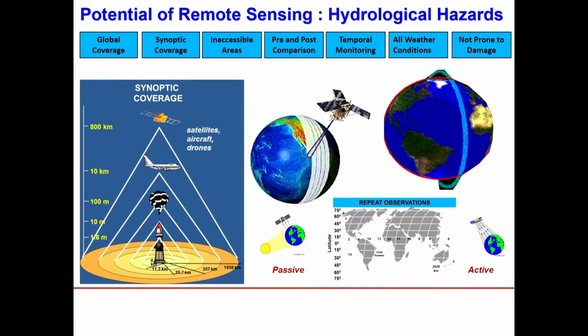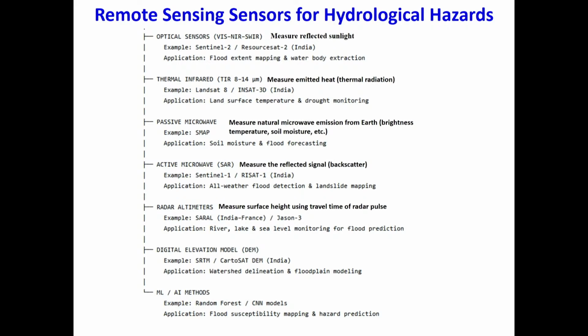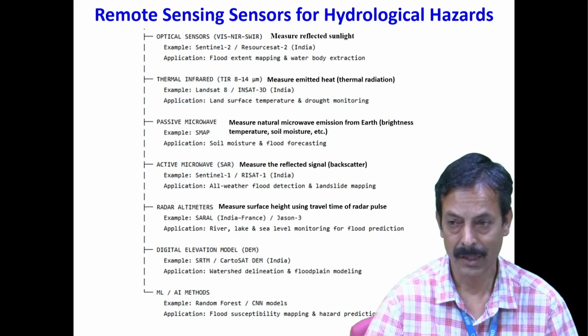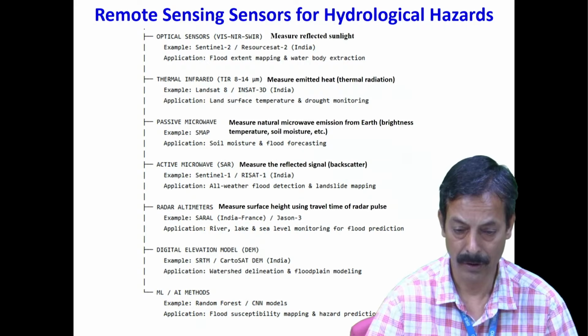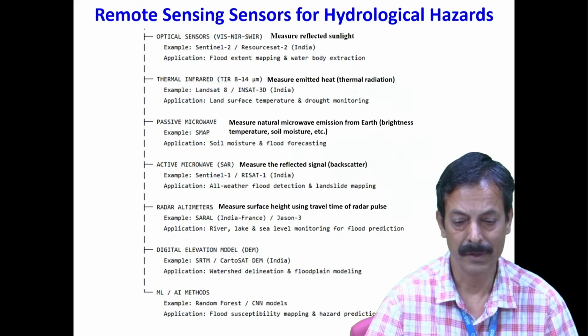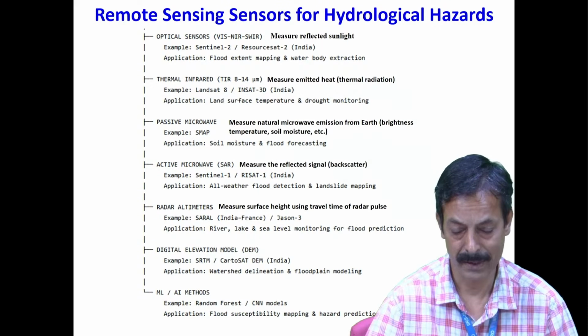So as you can see in this particular slide, we have different types of platforms where we can get information from: satellites, aircraft, drones, and different types of sensors working in active and passive mode, and different orbits. Now, coming to the various types of sensors that are available, we have optical sensors, which measure reflected light, thermal infrared sensors, which measure emitted heat or thermal radiation, and passive microwave sensors, which measure natural microwave emission from Earth, especially the brightness temperature or the soil moisture.